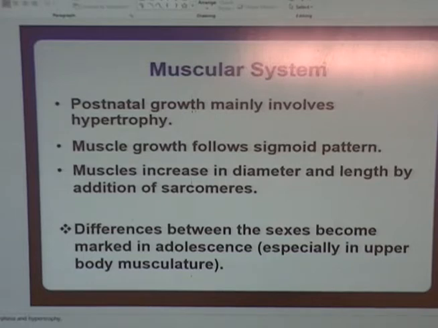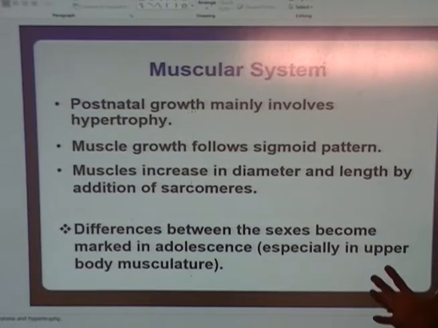So, prenatally, the muscular system grows by hyperplasia, which is increasing the number of cells, and hypertrophy, where the cells that are laid down get bigger. Postnatally, growth in the muscular system is mostly by hypertrophy. All right, so the cells that are already there continue to grow in size and function. Okay, so we don't typically lay down new muscle cells once we're born.